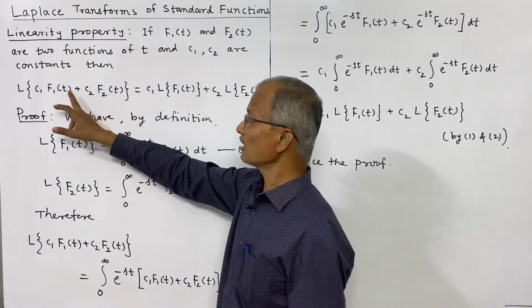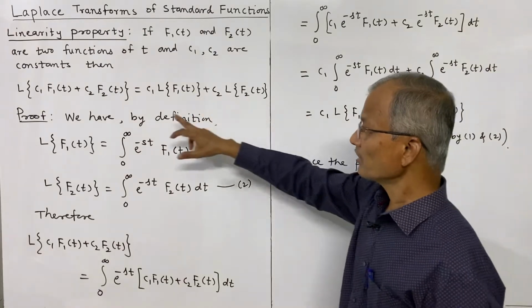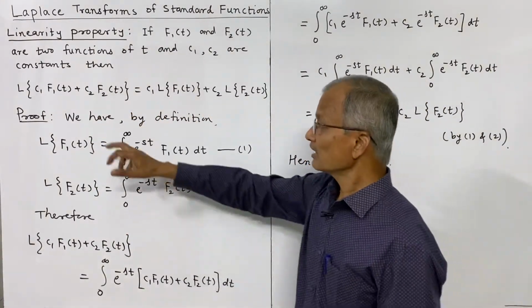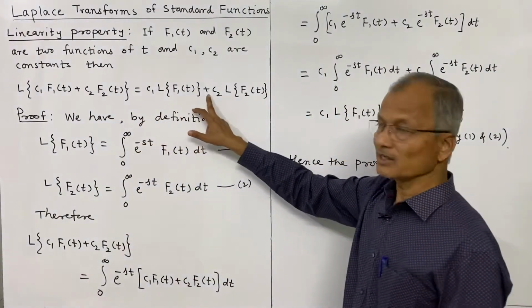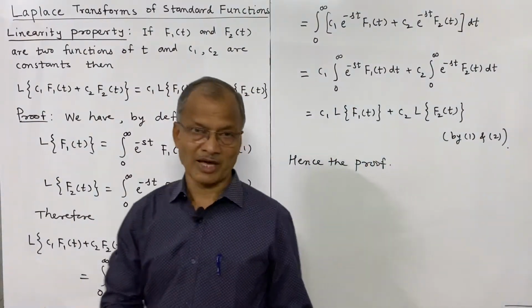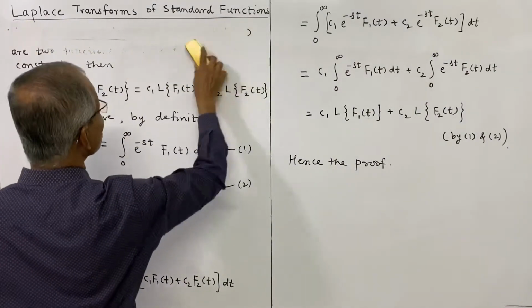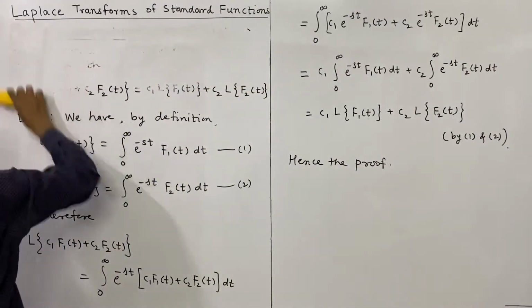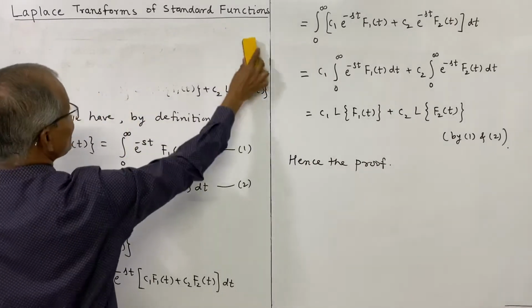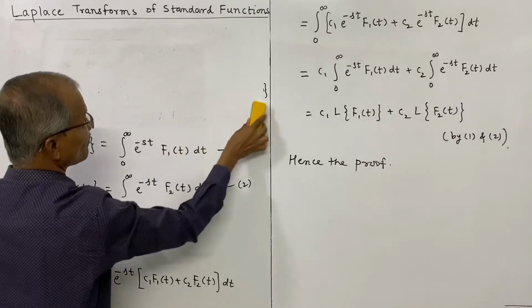Similarly, C2 can be written outside the Laplace transform, and we can write Laplace transform of f2. Whenever there is a negative sign, we have to write the negative sign here. So this property can be used in this manner. Now we shall find out the Laplace transform of some standard functions. First we shall consider f of t as 1.